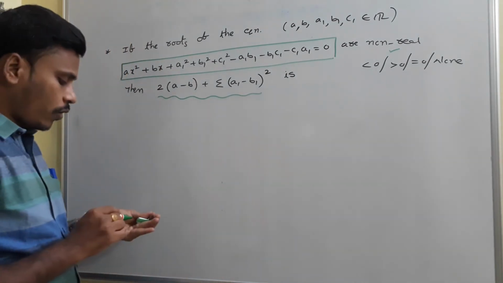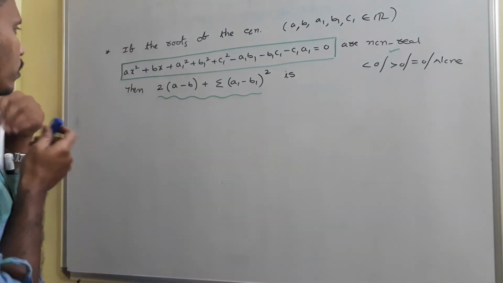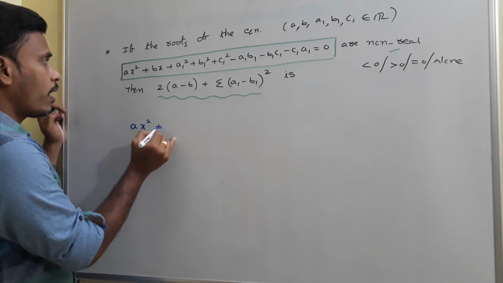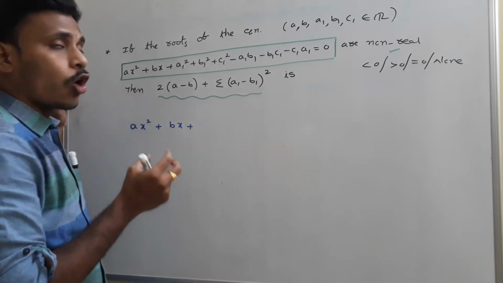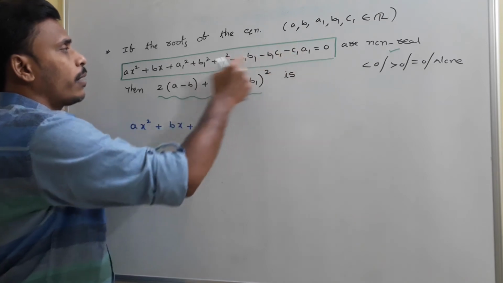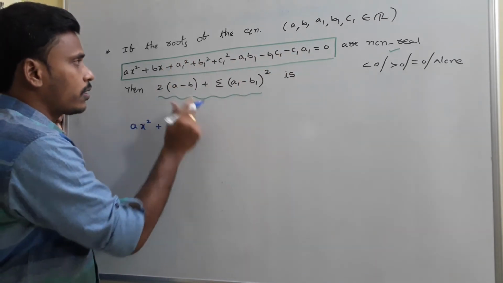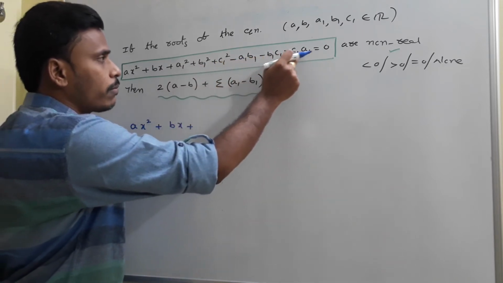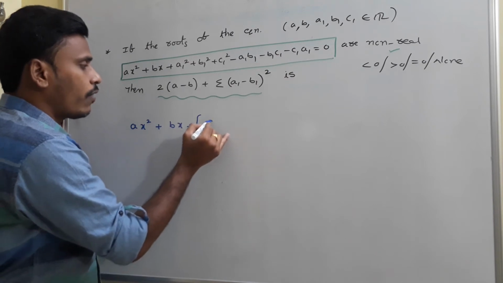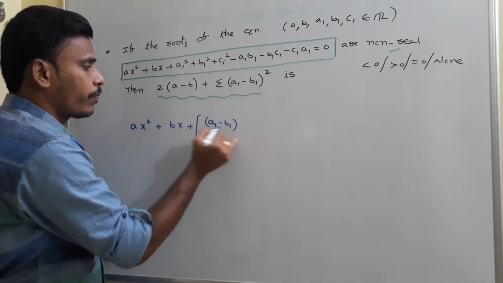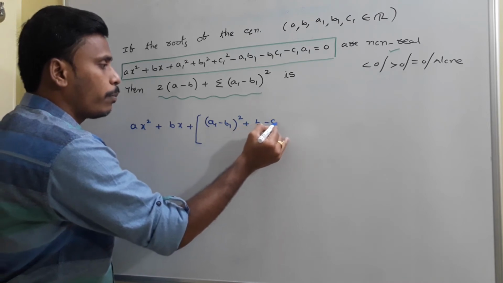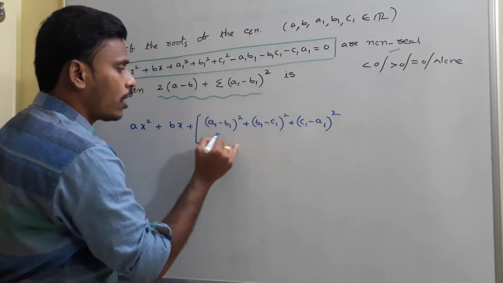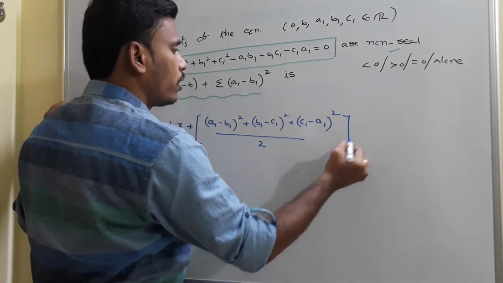First of all, observe the equation. Its x square term is ax square and its x term is bx, whereas for the constant c, instead of that we have this complete expression. This complete expression is simply a1 square plus b1 square plus c1 square minus a1 b1 minus b1 c1 minus c1 a1. I think we all know the way of expressing it. We will write it like this: (a1 minus b1) square plus (b1 minus c1) square plus (c1 minus a1) whole square, and the whole thing is divided by 2 is equal to 0.